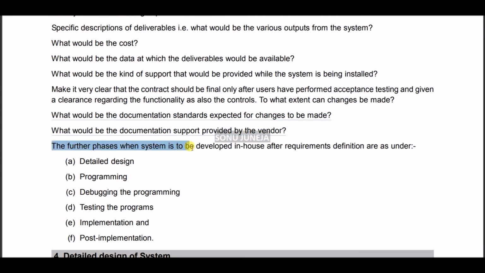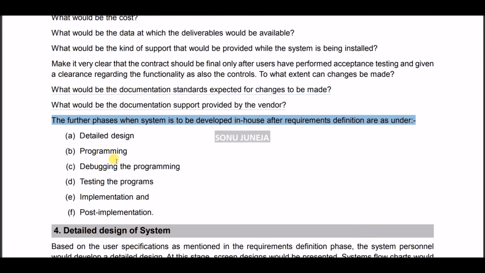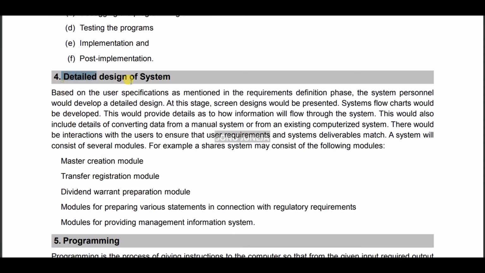Further phases, when the system is to be developed in-house: the requirements definition, and so on. So this is from the third party. Within the organization, if you're developing something, you need to understand the detailed design, then you move to the programming, then the errors of the program have to be removed, testing of the program, implementation and post-implementation. Next you have the detailed design of the system.